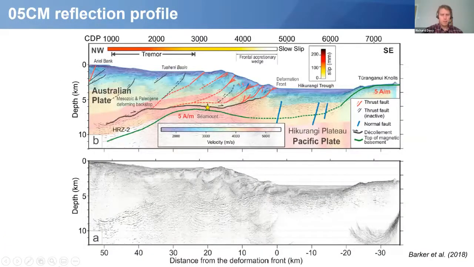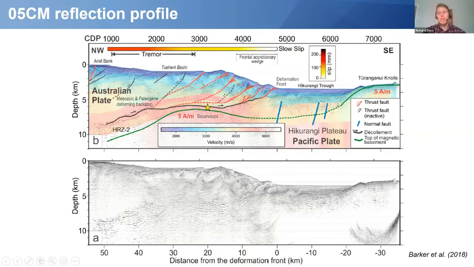So this is what it looks like in reflection. We can see that we have the subducted seamount, which is thought to entrain water down dip, which then hosts slow slip events. We have the tsunami earthquake from 1947 right on top. And we have a whole bunch of thrust folding throughout the accretionary prism, as you'd expect.